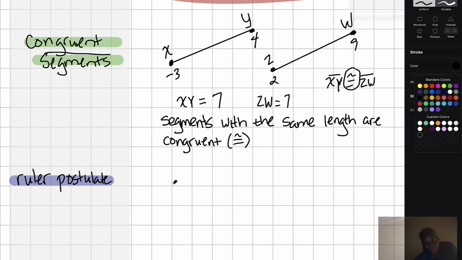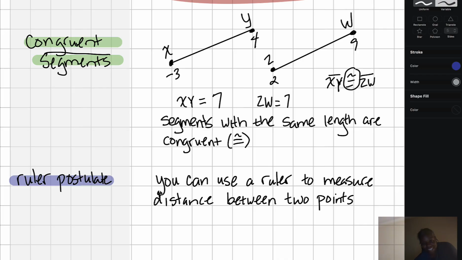So the ruler postulate is basically a postulate that says between 2 points, you can use a ruler to measure the length. Sounds basic? That's exactly what postulates and axioms are, really basic. Let me write that definition down for us. So the ruler postulate basically gives us permission to use a ruler. It says you can use a ruler to measure distance between 2 points. That's what we get from the ruler postulate.